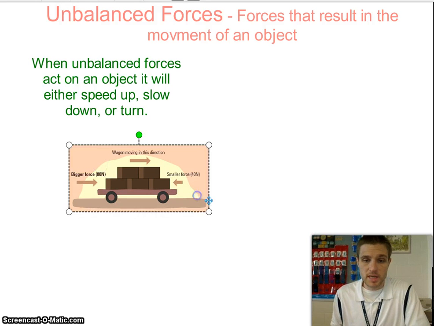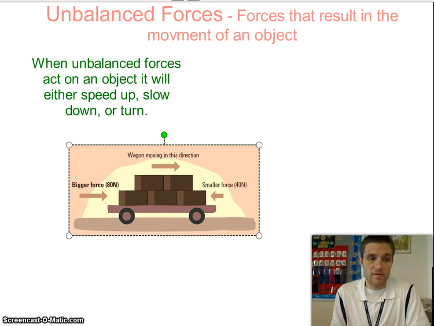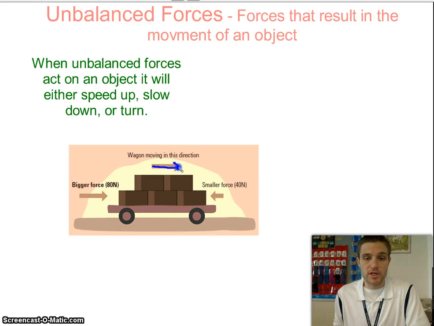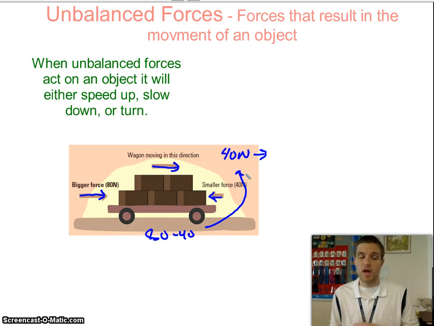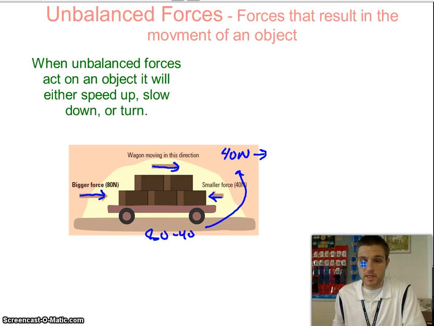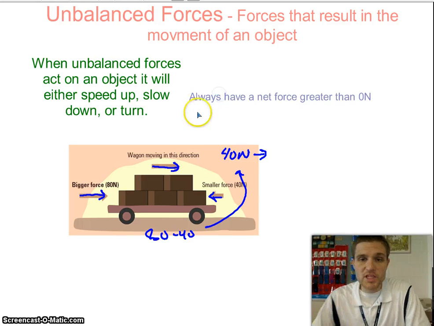So in this diagram right here, if I have the wagon moving in this direction, it's because I have a big force pushing this way with 80 newtons and a smaller force pushing this way with only 40 newtons. So the net force here would be 40 newtons this way because I would subtract 80 minus 40, which would give me the 40 newtons going that way since I have unbalanced forces going different ways. Now, these always have a net force that is greater than 0.